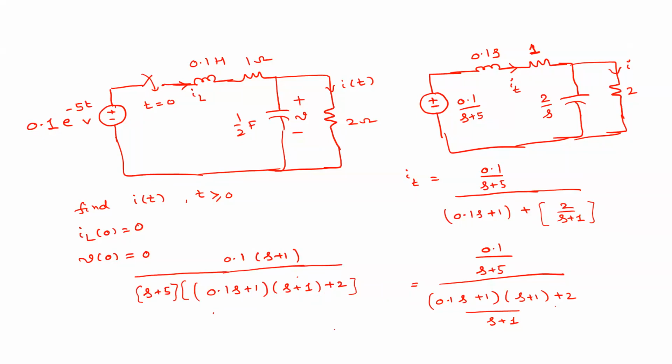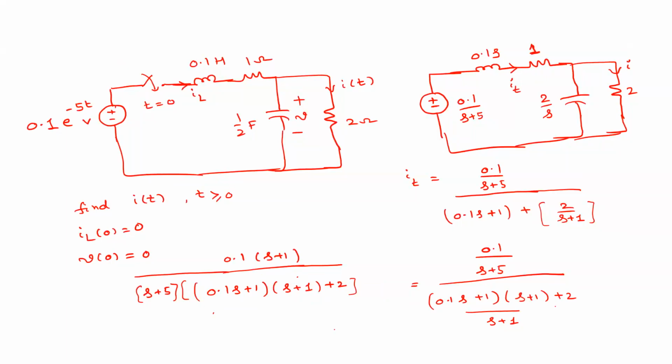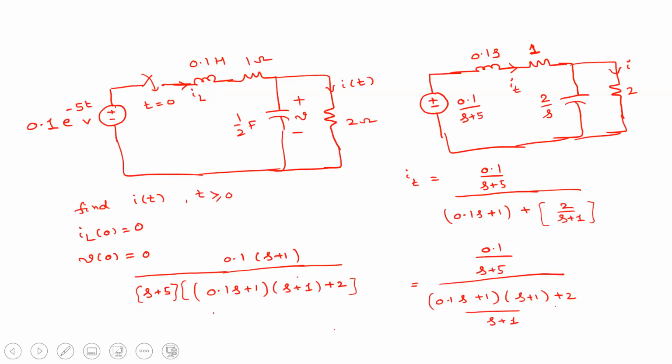So what is the current I now? 2 by S divided by 2 by S plus 2, into this IT, right? So it will be 2 by S. So what will you get here? 1 by S plus 1 into IT, correct? Yeah, do it.